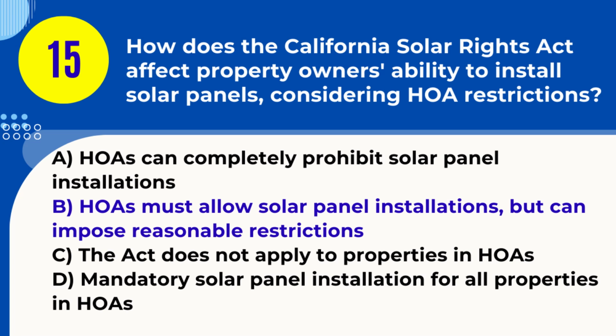Answer. B. HOAs must allow solar panel installations, but can impose reasonable restrictions. Explanation. The California Solar Rights Act restricts the ability of HOAs to completely prohibit solar panel installations, although they can impose reasonable restrictions based on aesthetics or property integrity.